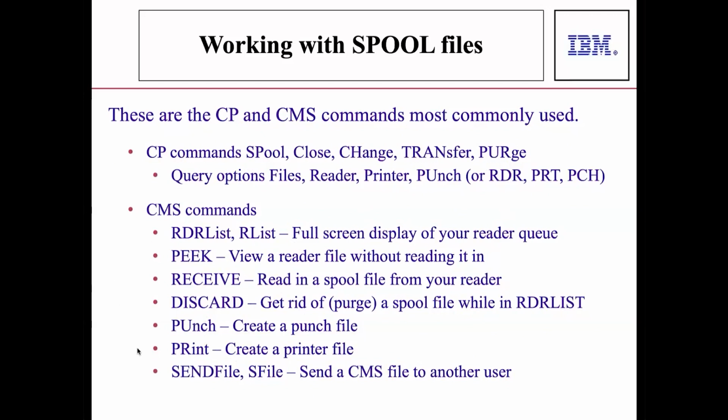If I want to send a file to someone else, I may use send file, send a CMS file to another user. If I want to print or punch, basically, and maybe send that file to somebody else, I can use those. I get rid of a file with discard, and I can view the files in my reader with RDRLIST. So that looks a lot like FILELIST, same kind of thing, but it shows me spool files, not CMS files. And that's where I can use peek. Let me look at something, let me read it in, let me put it on my A disk or another disk, or get rid of it. That's where discard comes along. So those are pretty handy.